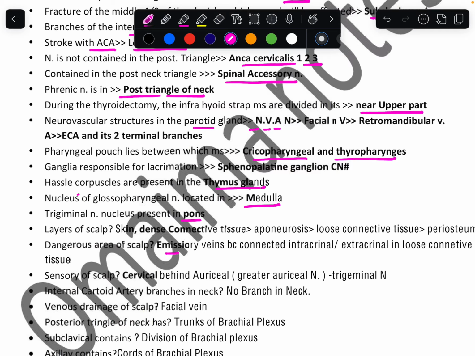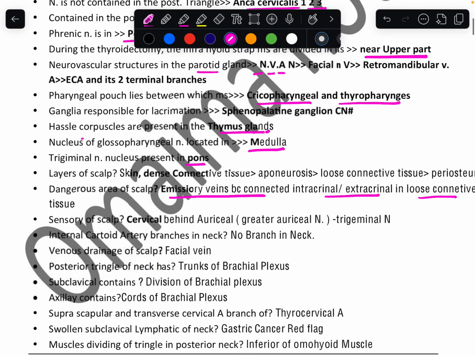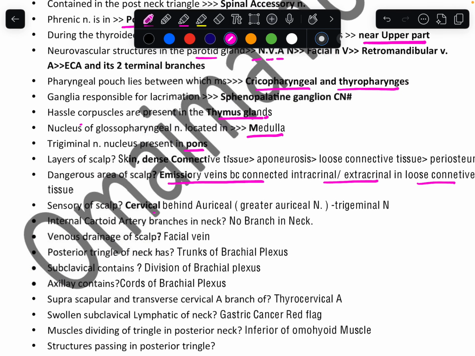Danger area of the scalp: emissary veins connect intracranial and extracranial veins through loose connective tissue. Sensation of the scalp: posteriorly cervical branches, lesser occipital, greater auricular, and anteriorly there is trigeminal. Internal carotid branches in the neck: no branch, zero. Venous drainage of the scalp is through the facial vein.